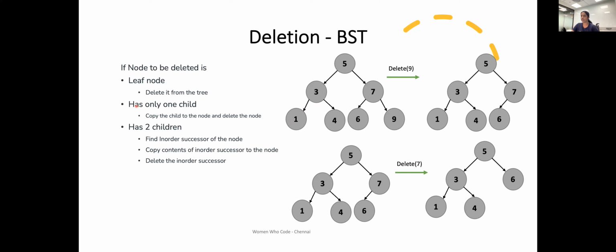The second case is if it has one child. Say, suppose this is the example. If it has one child, what are you going to do? And the third case is, we'll say it as a worst case scenario, where it has two children. In that case, how are you going to delete it?